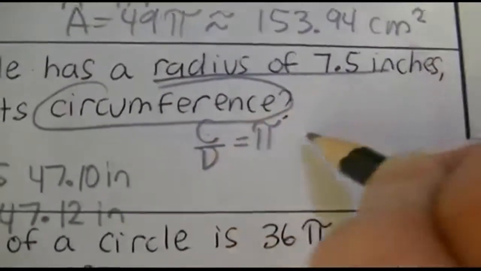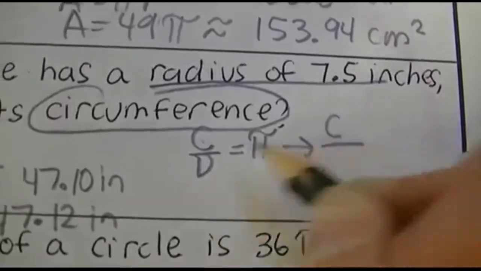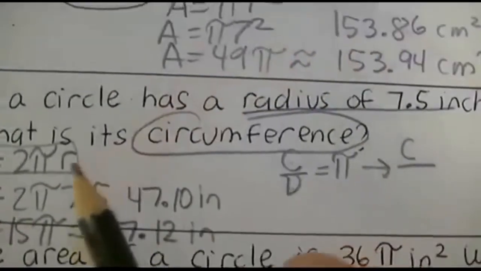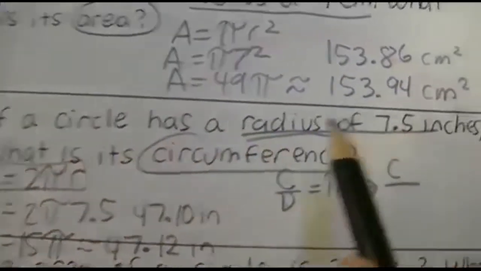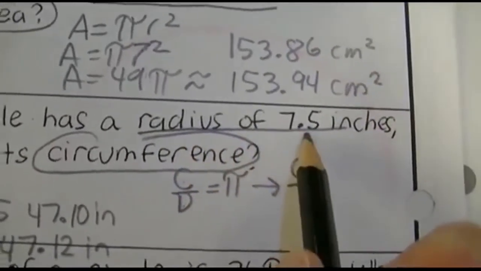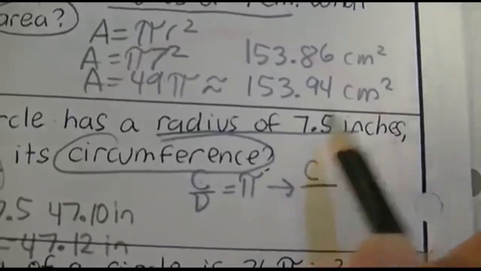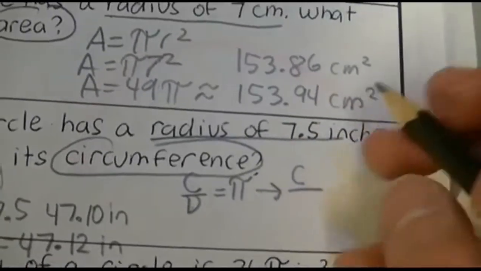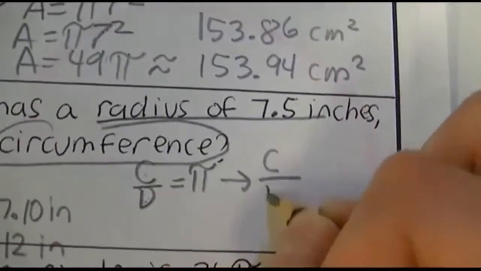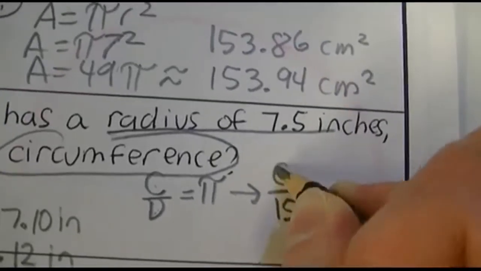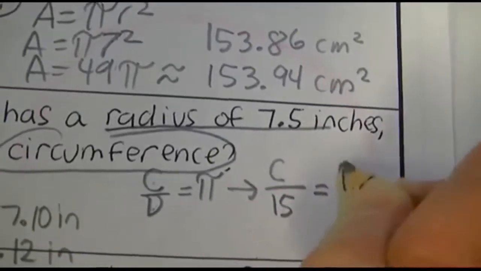So anyway, we don't know the circumference, so I'm going to keep that a variable. The diameter, I don't see the diameter in here, but I do know that the radius is 7.5, and the radius is half of the diameter. So if I want the diameter, I'll just double the radius. So 7.5 doubled is 15. So the diameter is 15 inches. And when I take the circumference divided by the diameter, I should get pi.